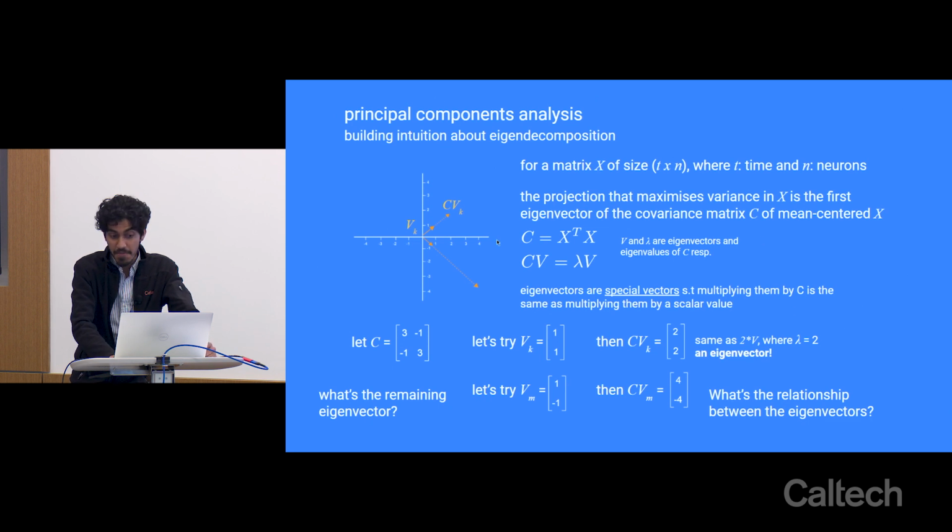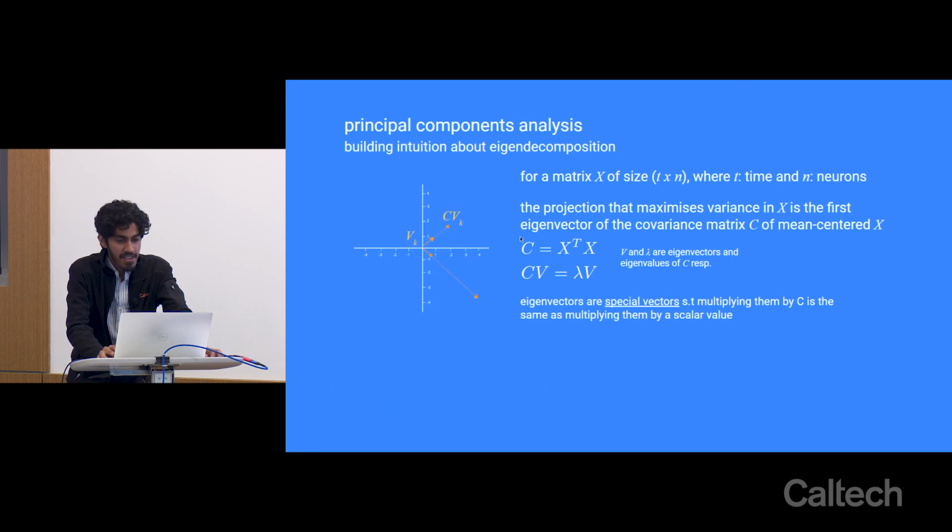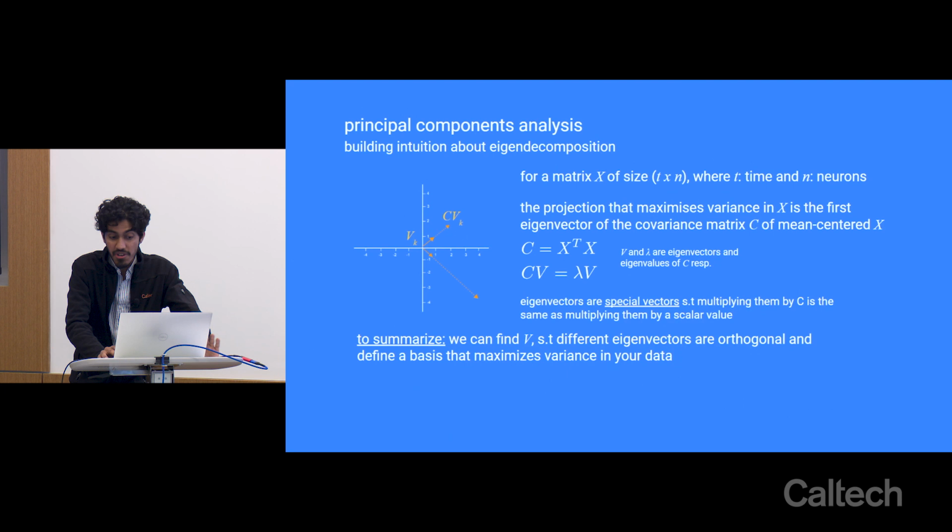So we're going to perform exactly this when you deal with the dimensionality reduction coding set. You're going to find the covariance matrix by taking the product of the transpose of your data with itself, and then you're going to use either pre-processed packages, or you're going to try to solve and find what the different eigenvectors and eigenvalues are. So to summarize, again, you can find v's such that these different eigenvectors are orthogonal, and they define a new basis that maximizes variance in your data.